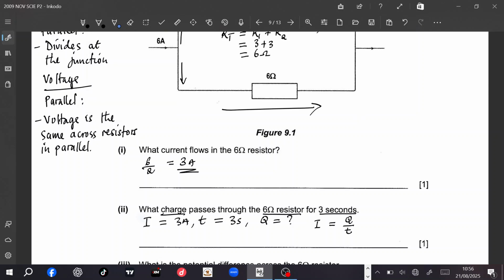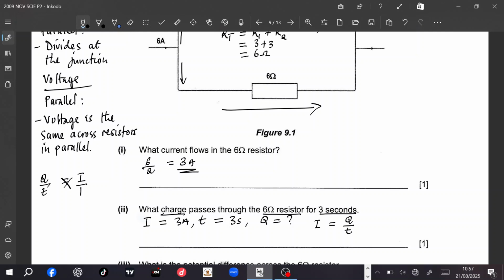So let me show you from here. I said make Q the subject of the formula. So you start with Q over time is equal to current. Since this side you have a fraction, on this side you also introduce a fraction by just putting a mere 1. Putting a mere 1 will not affect anything. Then you do cross multiplication.